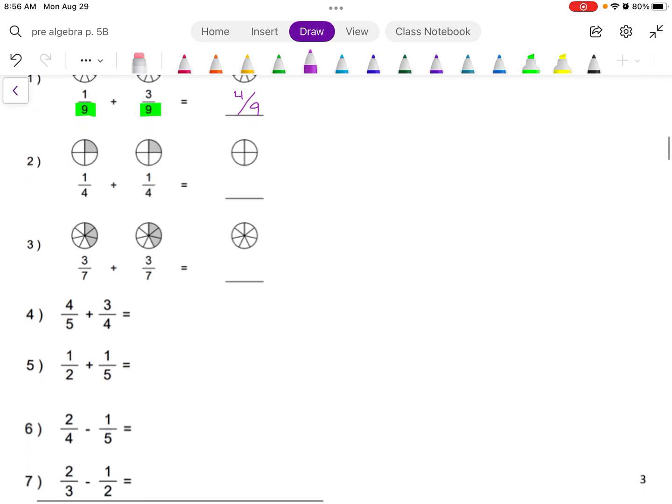But for number 4, 5 and 4, those are different. We don't have a common denominator, so you need to think about your lowest common denominator and then multiply to get a common denominator before you can actually add your fractions.